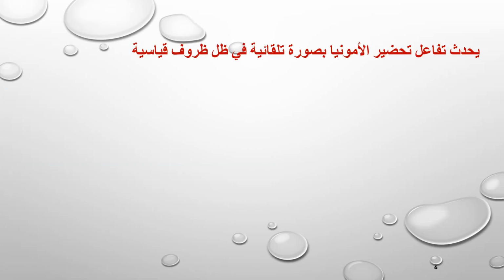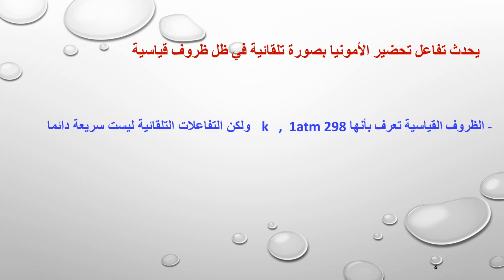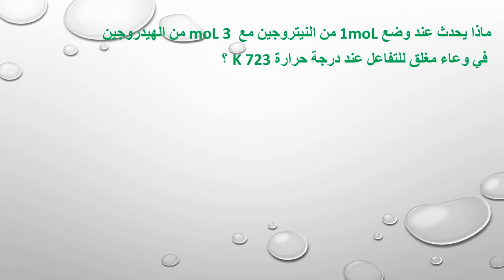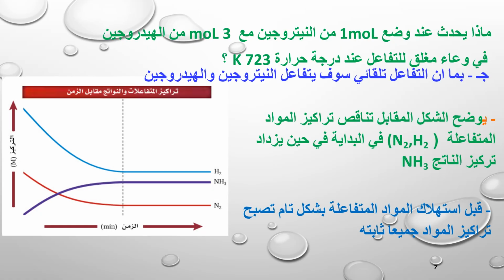The preparation of ammonia occurs spontaneously under standard conditions, which are 298 K and 1 atmosphere. However, spontaneous reactions are not always fast. To produce ammonia quickly on a practical scale, the reaction must be carried out at a higher temperature and greater pressure. What happens when 1 mole of nitrogen and 3 moles of hydrogen are placed in a closed vessel at 723 K? Since the reaction is spontaneous, nitrogen and hydrogen will react.